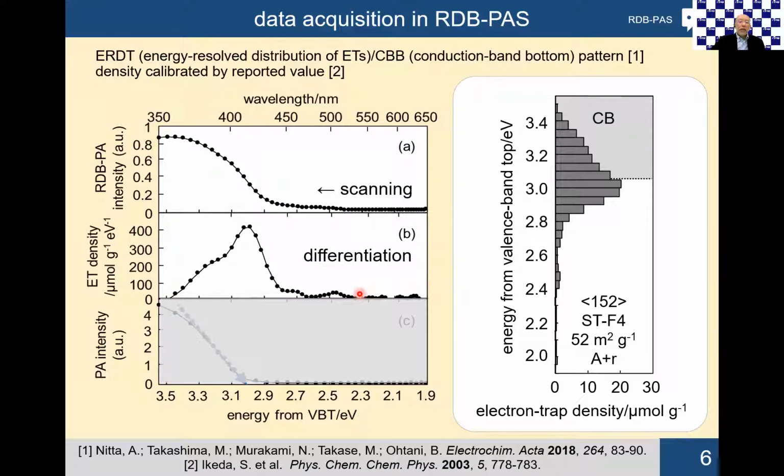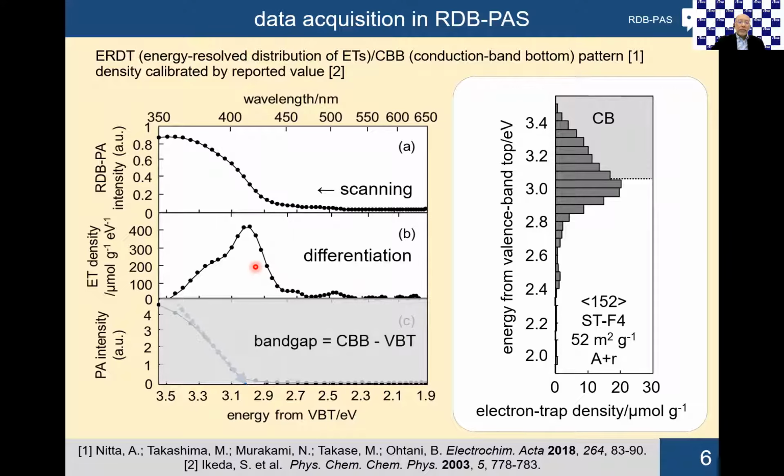So we introduced a calibration coefficient by using the chemical titration technique in the literature. And this is converted into the absolute density of electron traps at each energy from the valence band top energy. The reference is the valence band top energy.